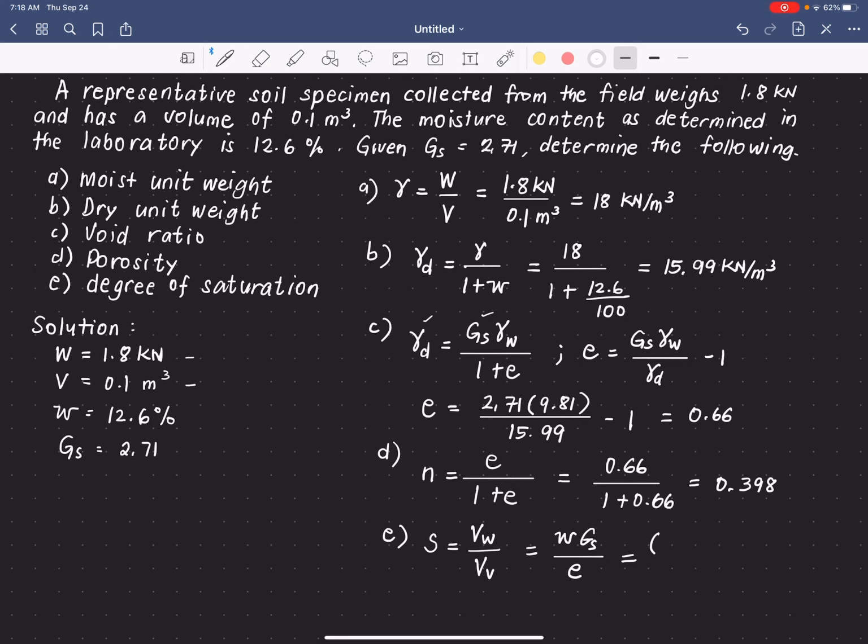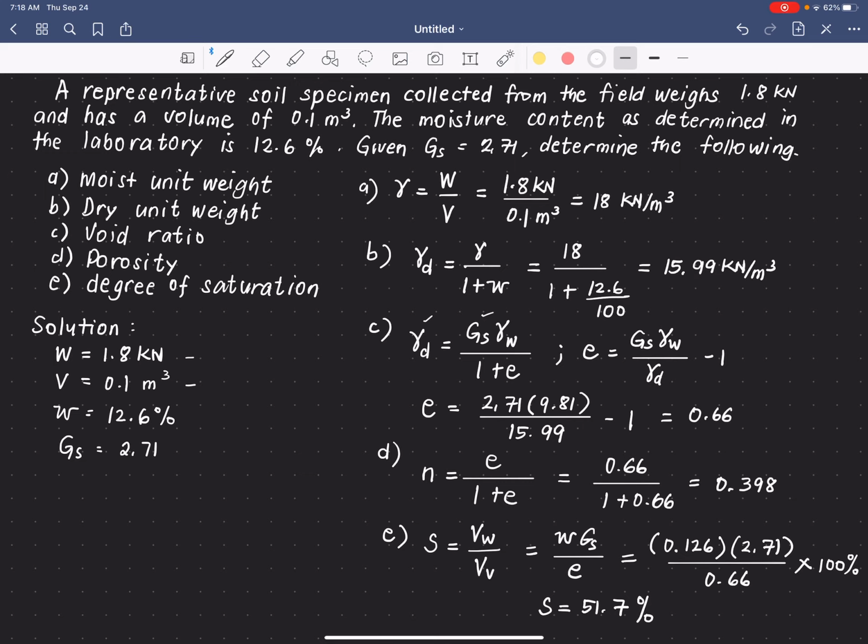So water content is 12.6 or 0.126 multiplied by the specific gravity of 2.71 divided by e of 0.66. This is to be multiplied by 100 so that we can get S in percentage. So from here we can solve for S, or the degree of saturation, which is equal to 51.7%.